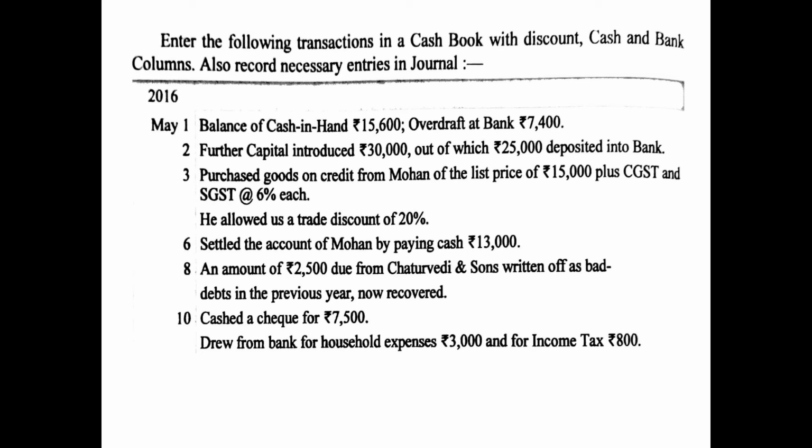Then May 10th, cashed a check. Cashed a check means, what does it mean? That you are depositing the check so as to withdraw the money for office use. So what will be the entry, children? Cash account debited 7,500 to bank account 7,500. Now both the aspects, cash and bank, are affected here. That means this is the case of contra entry.